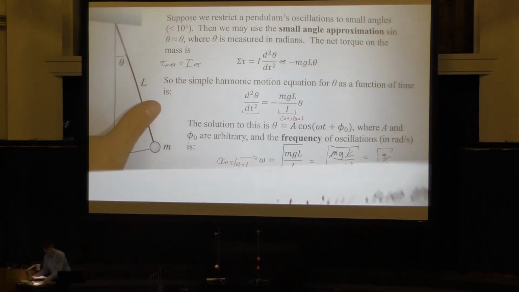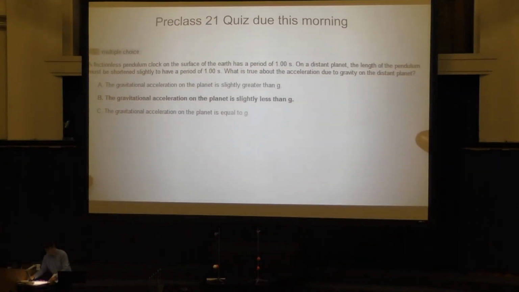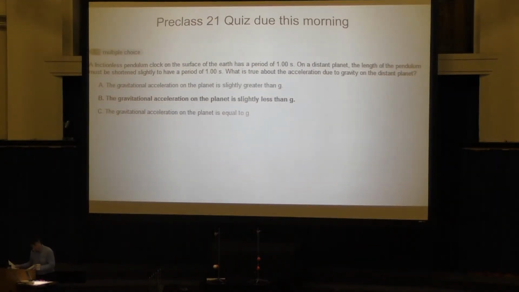So we did this in the pre-class video. The pre-class quiz this morning, the first one was: a frictionless pendulum clock on the surface of the Earth has a period of 1.0 seconds. On a distant planet, the length of the pendulum must be shortened slightly to have a period of 1.0 seconds. What is true about the acceleration due to gravity on that planet?